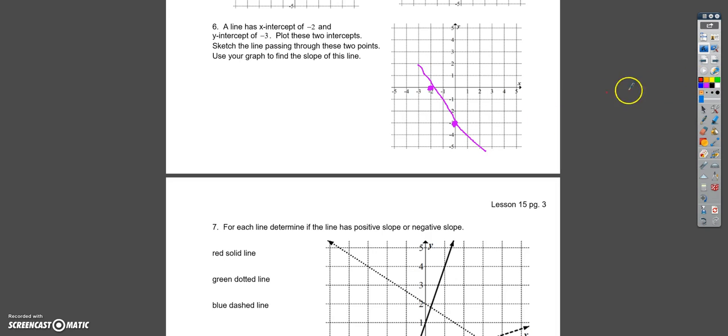Okay, now we have to find the slope, which means we go from one point to the other. So this we rose 1, 2, 3. So we had to go backwards 2, so that's -2. So rise over run gives us a slope of -3/2.